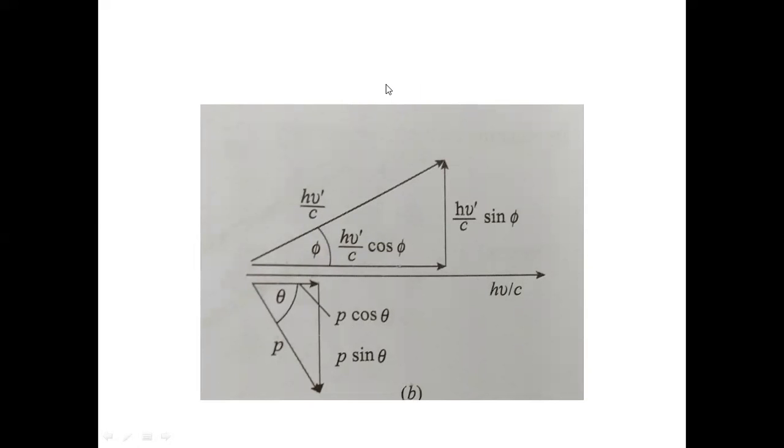So in the vertical direction, one direction we have to take positive and the other we should take negative because these are vectors. So let us take this direction as positive and this direction as negative. If you want to note it down, you can note it down. Hence, initial momentum equals final momentum, and h nu dash by c sine phi minus p sine theta equals 0.